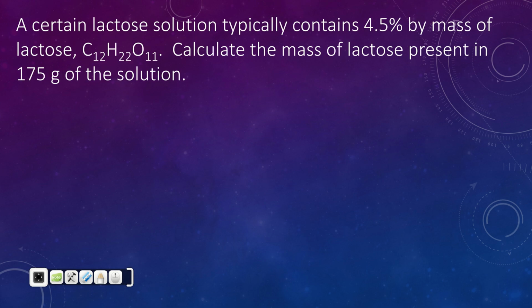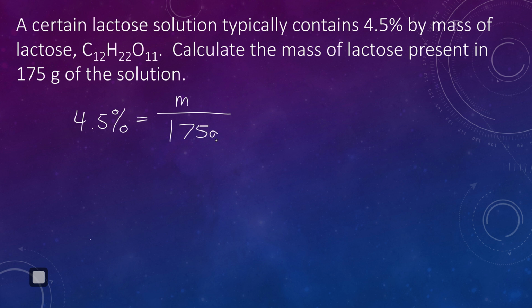A certain lactose solution contains 4.5% by mass of lactose. Calculate the mass of lactose present in 175 gram of solution. So now we're rearranging this a little bit because we already are given the percentage, and we want to find the mass of lactose, which would be the solute. So I start with 4.5% equals, I'm solving for mass of lactose, so I'm just going to leave M up top. The solution, it says 175 grams times 100.